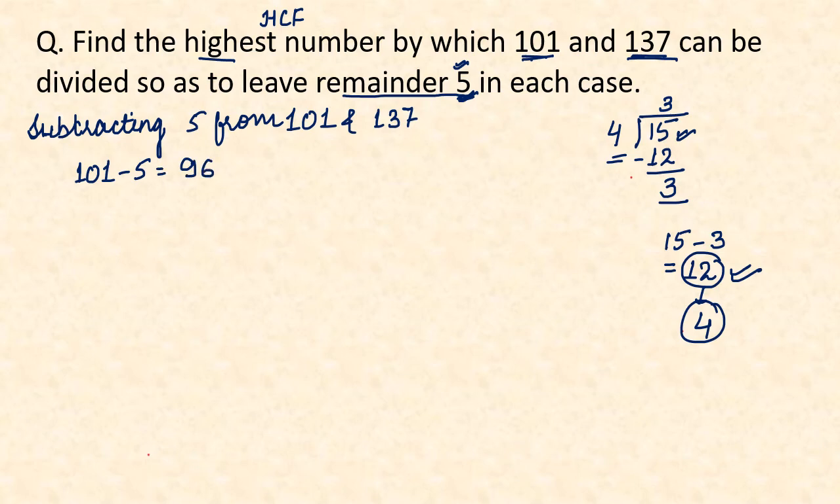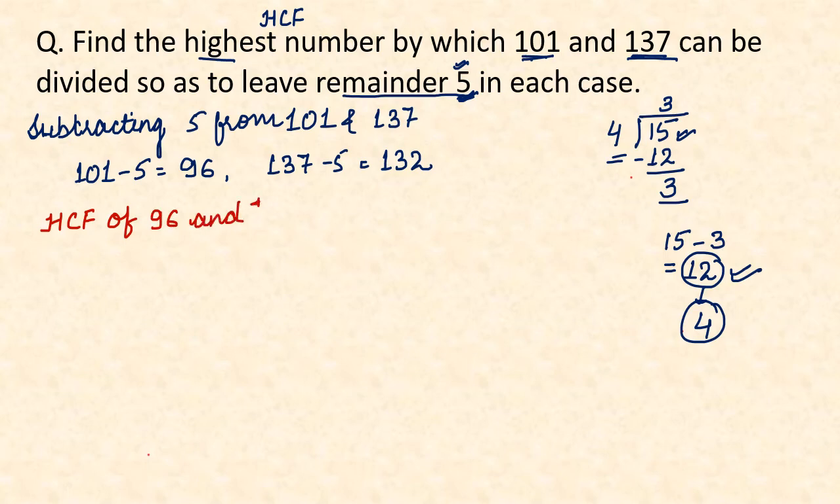137 minus 5 will be equal to 132. This means the number which is required in the question will be the HCF of 96 and 132. So find out the HCF of 96 and 132. Do the prime factorization of 96.